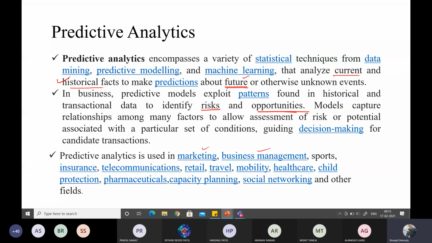Also in insurance companies, they use this to get an idea about their insurance value or how many claims there will be after some years. All this information about the future may or may not be true, but the prediction about the future is done by these types of analytics techniques.